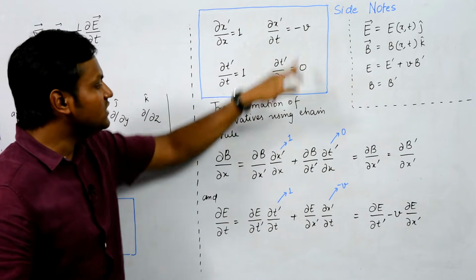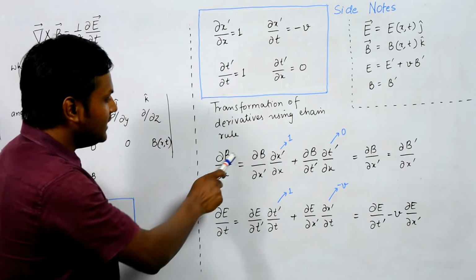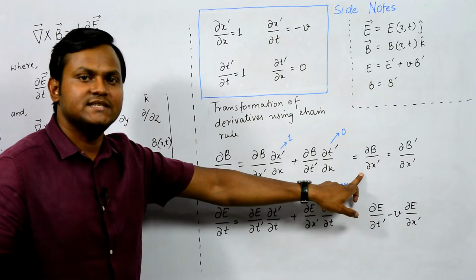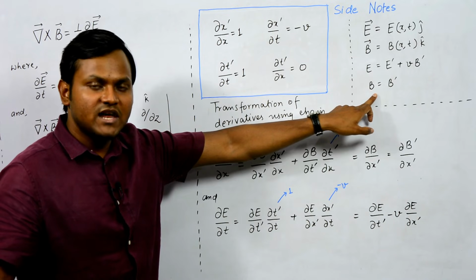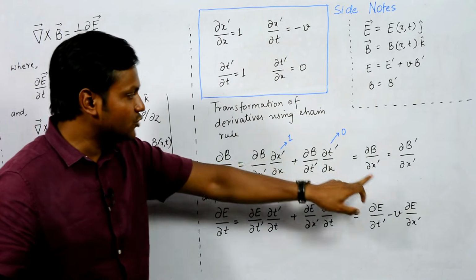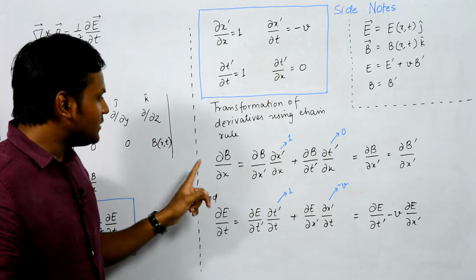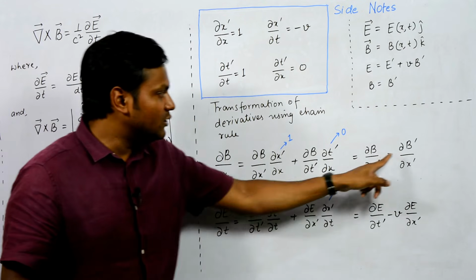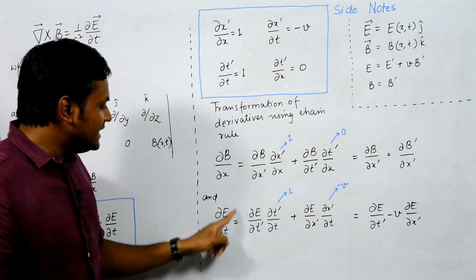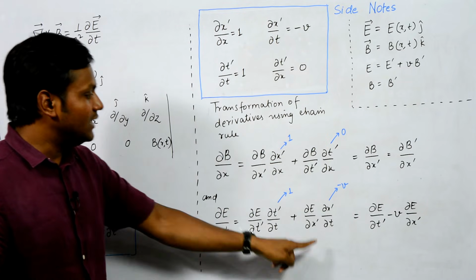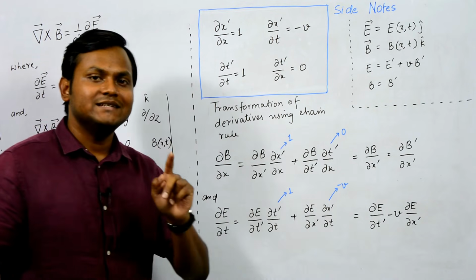So if I substitute these four values in these expressions, then first of all del B by del x becomes del B by del x dash. Now, as I have already proved that as we go from the S to S dash frame of reference, B is equal to B dash, I can substitute B dash here, so I end up getting del B dash by del x dash. That means del B by del x is equal to del B dash by del x dash. Now if we look at del E by del t and substitute these values, I end up getting del E by del t dash minus v del E by del x dash.